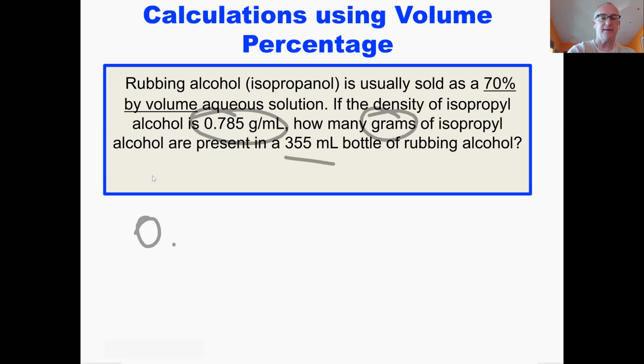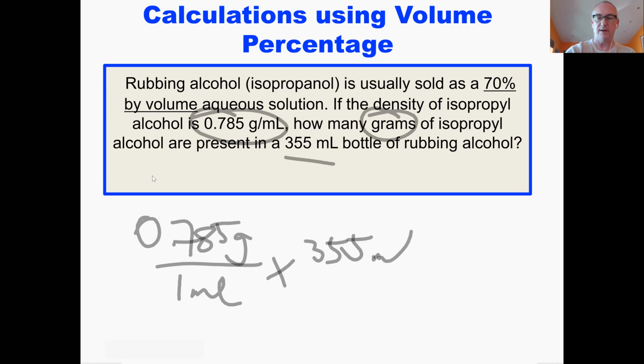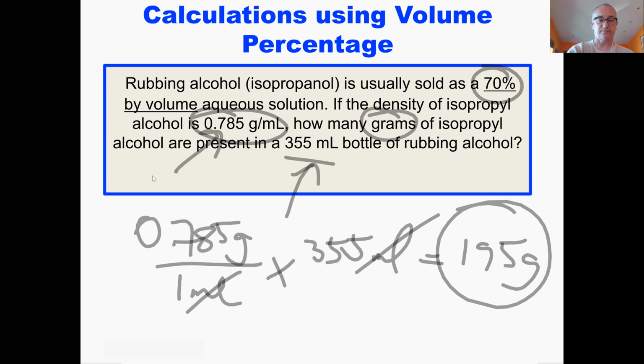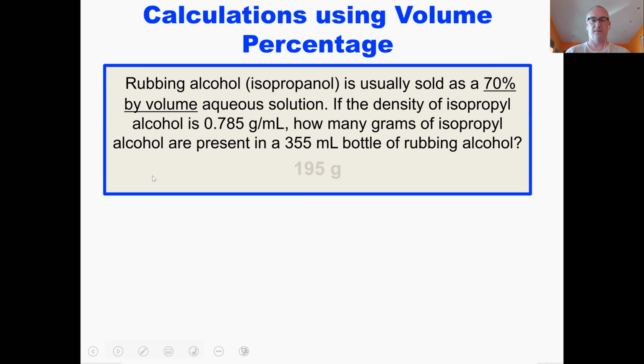Yeah, so all you need to do here, 0.785 times 355 mLs. Just get rid of my mLs. And yeah, so don't be fooled. Just because there's only 2 significant digits in 70%, that's just a label on a bottle. The actual information that I need to solve the problem has 3 significant digits in here and 3 significant digits there. So my answer should have 3 significant digits as well. 195.